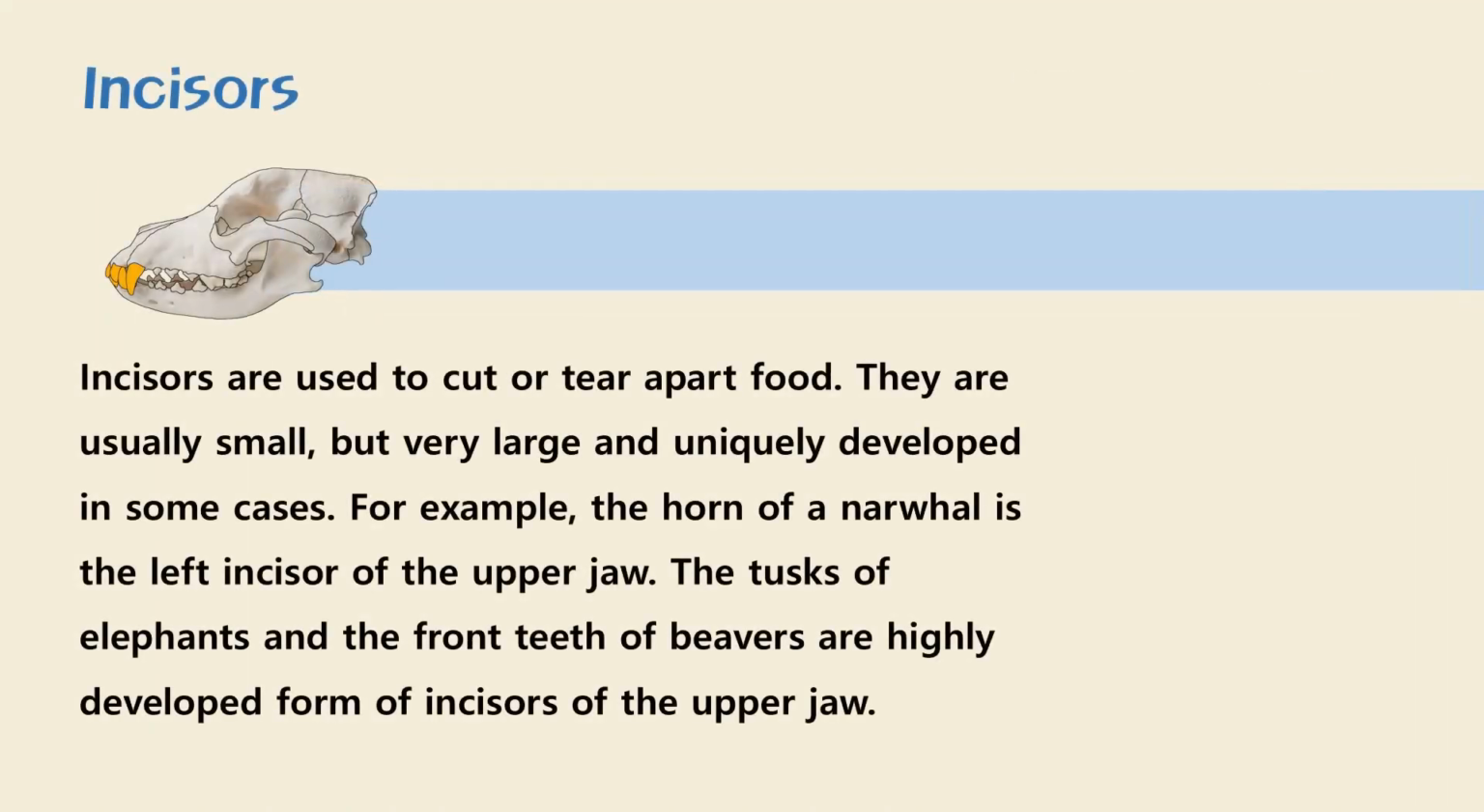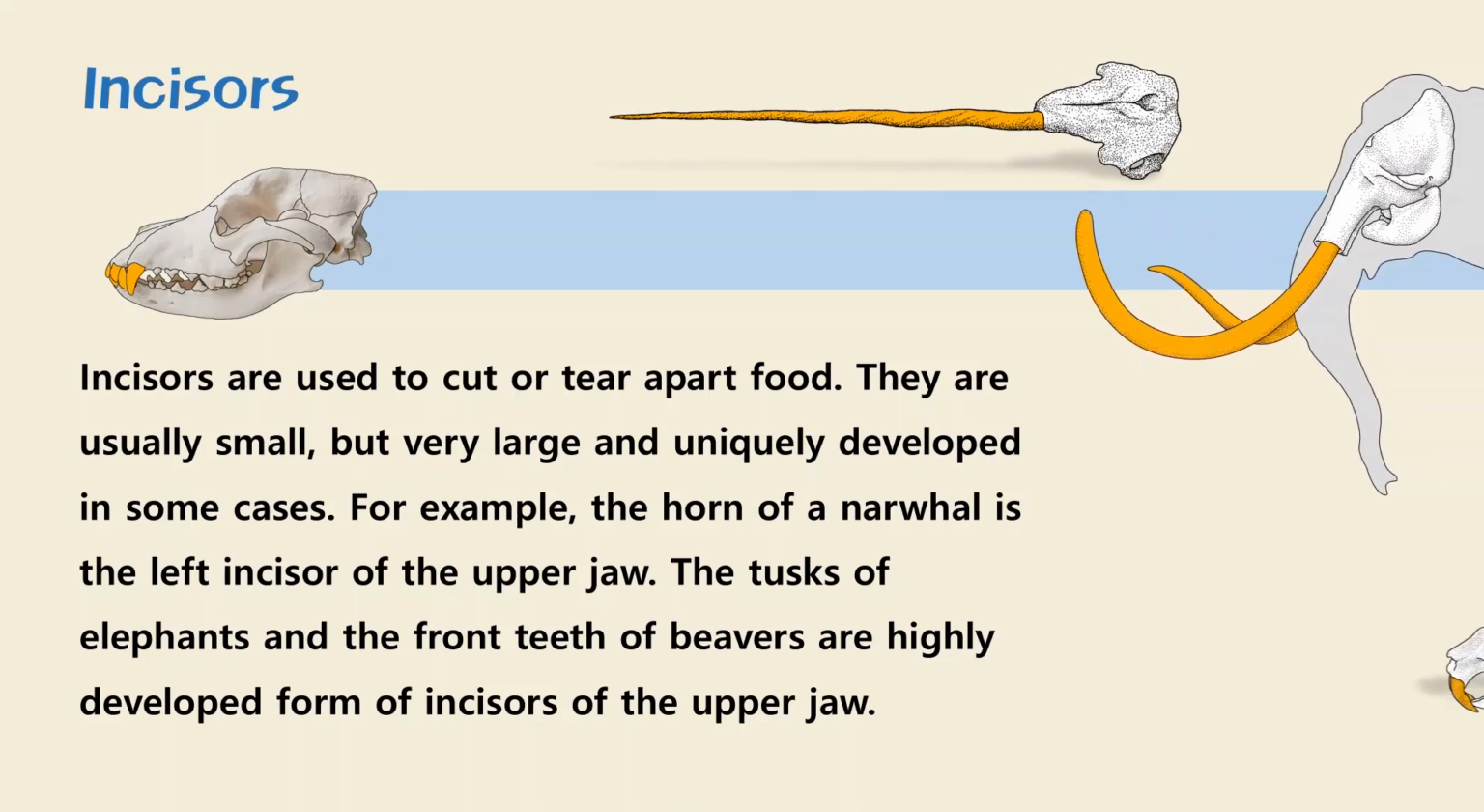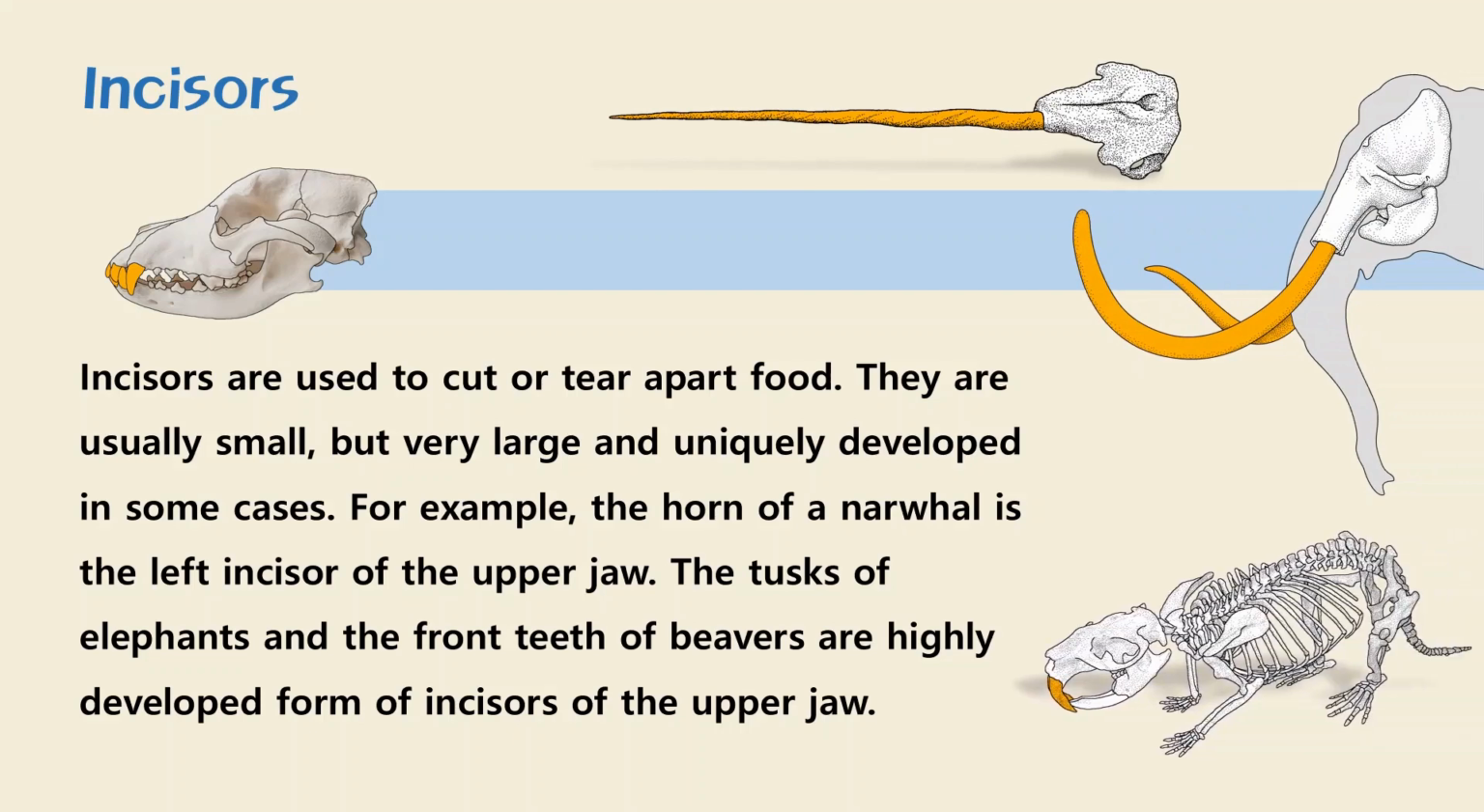Incisors. Incisors are used to cut or tear apart food. They are usually small, but very large and uniquely developed in some cases. For example, the horn of a narwhal is the left incisor of the upper jaw. The tusks of elephants and the front teeth of beavers are highly developed forms of incisors of the upper jaw.